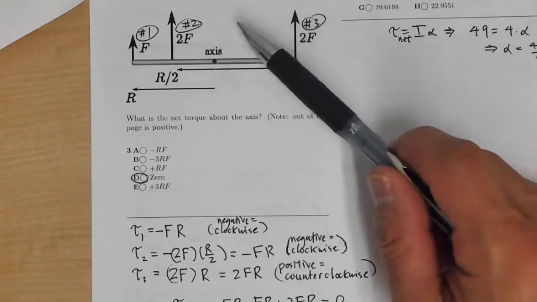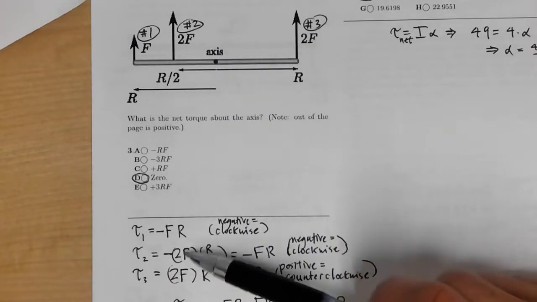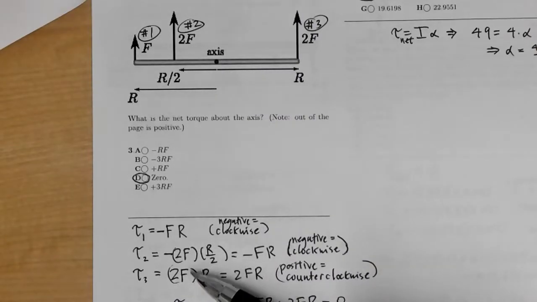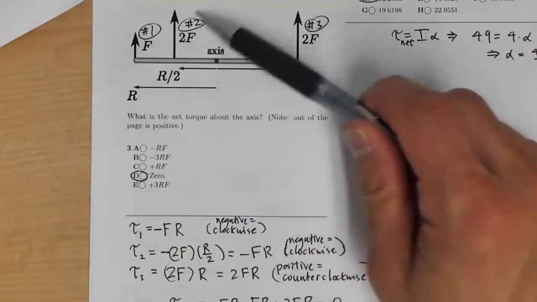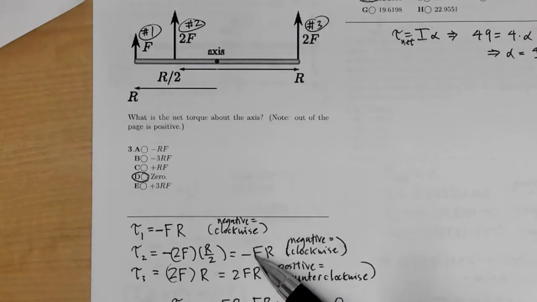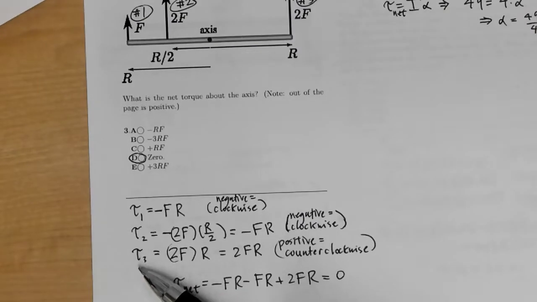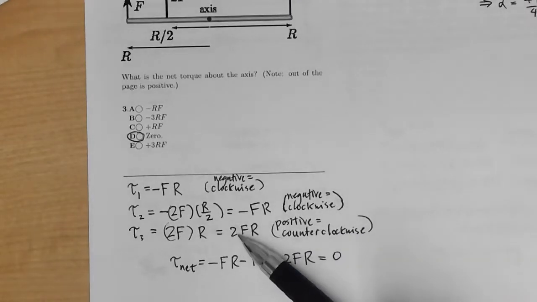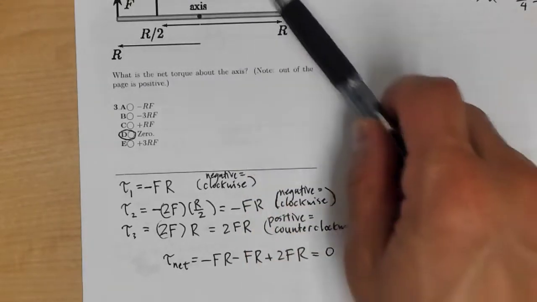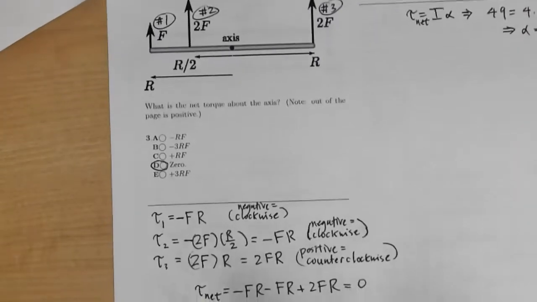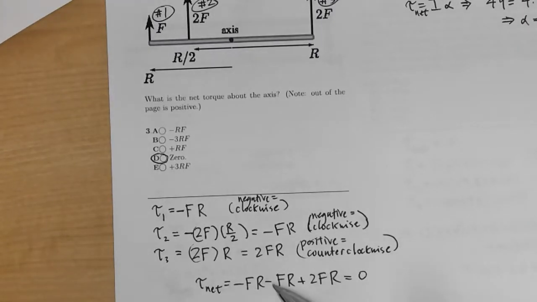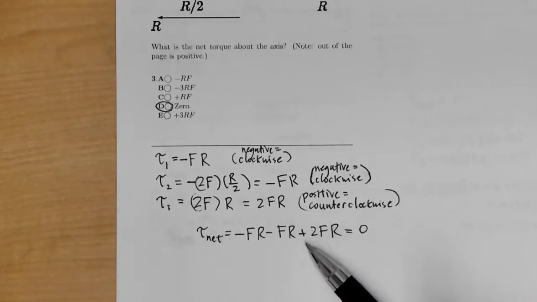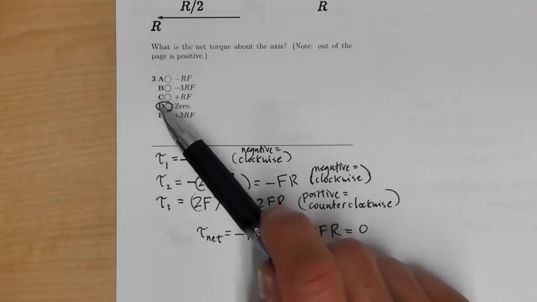And then we have for T2, that's this force here. The force is 2F. The lever arm is r over 2. It's negative because it's also going clockwise. So we get negative Fr clockwise. Then T3 is this force here. The force is 2F. The lever arm is r, so we have 2Fr. It's going in this counterclockwise direction, that's positive. So if we add them together, negative Fr, plus 2Fr, that's equal to 0. The net torque is equal to 0.